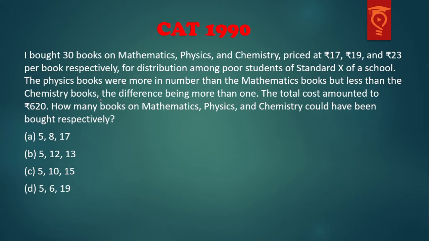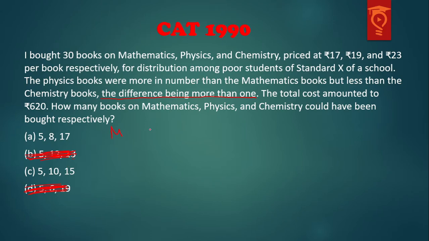It gives me a great lead that the difference between the number of books is more than one. This helps me discard this option, as the difference between physics and chemistry books is just one, and also discards this option, as the difference between maths and physics books is just one. It says that the difference is more than one, so at least a difference of two. Now two options remaining, I'm going to pick any one of them and try.